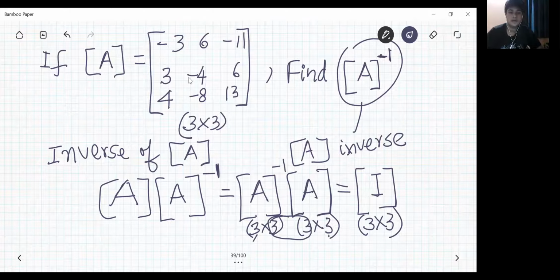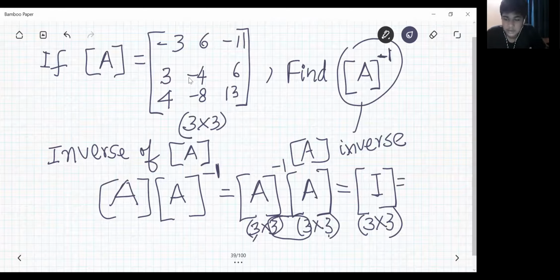So how does this I look like? I looks like a unit matrix. I is called unit matrix. It will have 1, 0, 0.